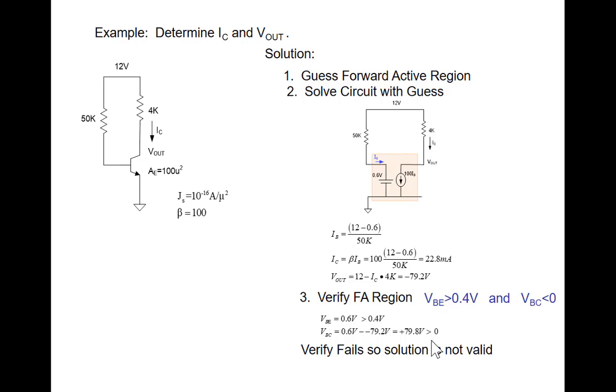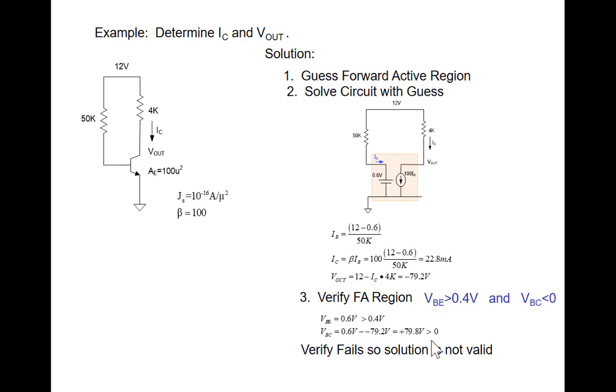So let's verify the region. We have to show VBE is bigger than 0.4. No problem, VBE is 0.6. So we satisfy the VBE requirements. VBC has to be less than 0. VBC is 0.6 minus a minus 79.2. So VBC is plus 79.8. We violate that assumption. Okay, so we're not going to get shocked with the circuit, hopefully. We're not going to get 79 volts on the output. We don't have the right solution.